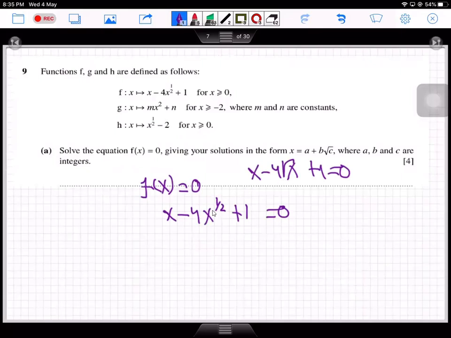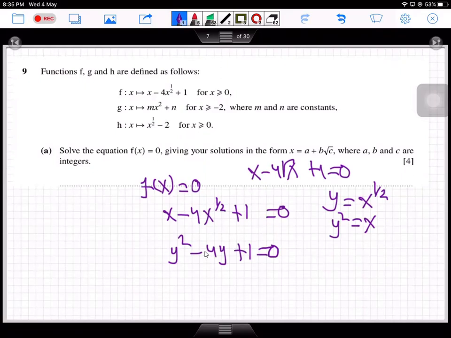So what I can do is take this x raised to the power half and use a substitution in place of it. So let's take y equals x raised to the power half. So when y is equal to x raised to the power half, obviously y squared will be equal to x. Now your equation is something like this: y squared minus 4y plus 1 is equal to 0. Now this is a quadratic equation in terms of y. Now you need to first find the solutions for y.